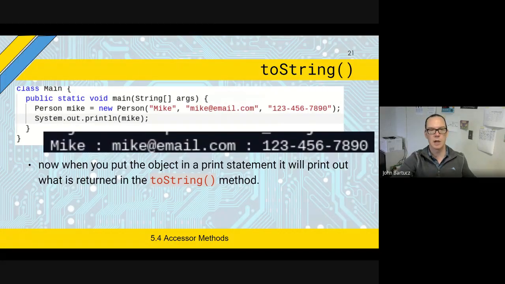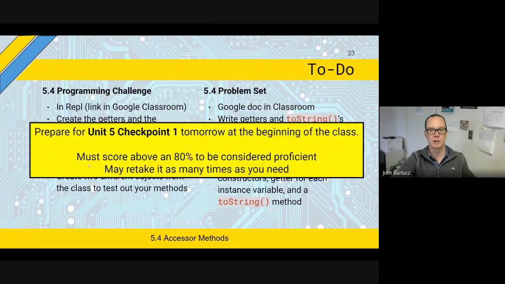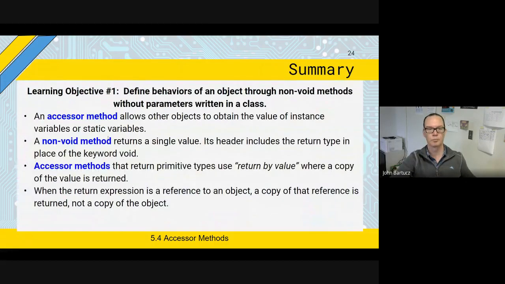All right, in the meantime, give me another plus minus squiggly on accessors or getters and the toString method. All right.